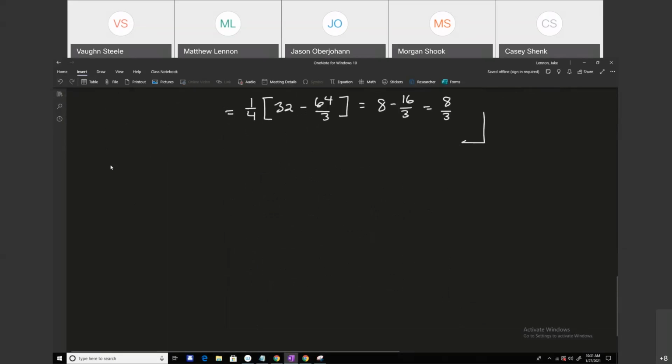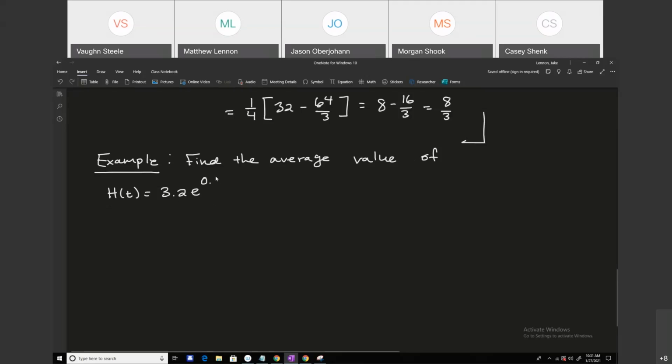So example, find the average value of h of t equals 3.2 e to the 0.5t on 0 to 6.